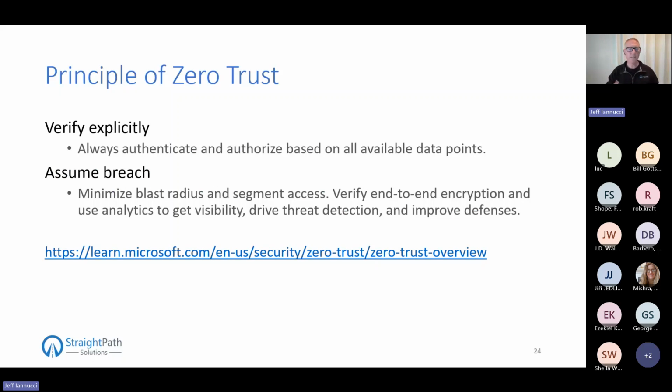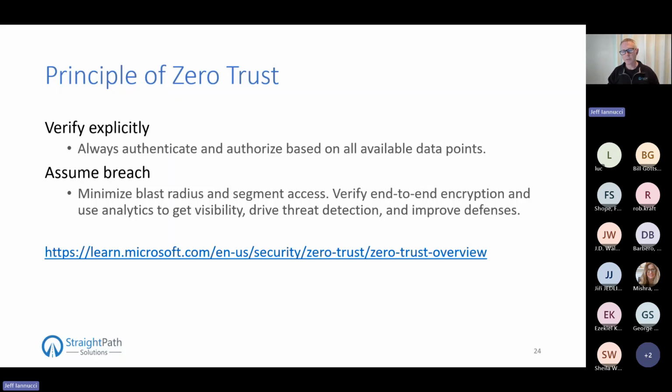And when we assume a breach, what that allows us to do is minimize the blast radius by asking, how can we segment our network? I don't want to get too deep into that because we're database professionals, not necessarily network administrators. But if you can segment access, implement end-to-end encryption, and implement things to detect these threats as early as possible, then when you do have a breach, which again, assume that it happens, it will be minimally impactful.